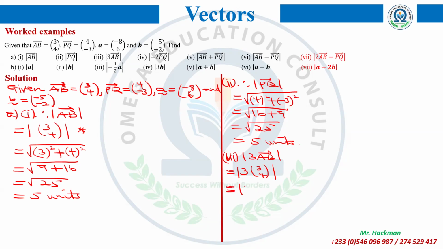So that will give us what? In brackets, your x component when you multiply will give us 9. Then you get 12. Then this will give us what we have here. I hope you are following.